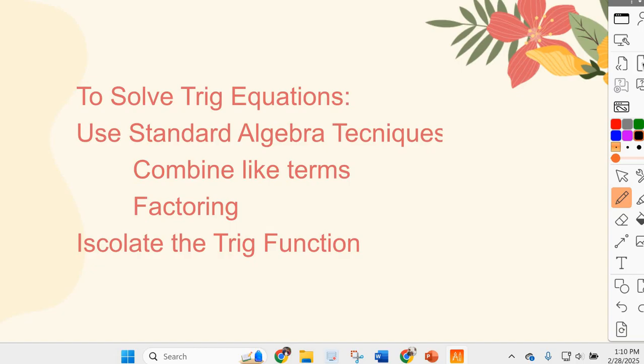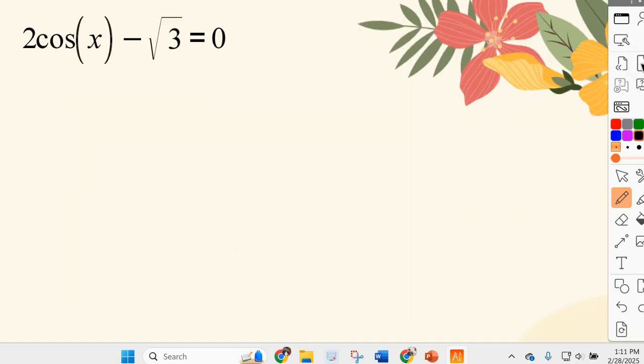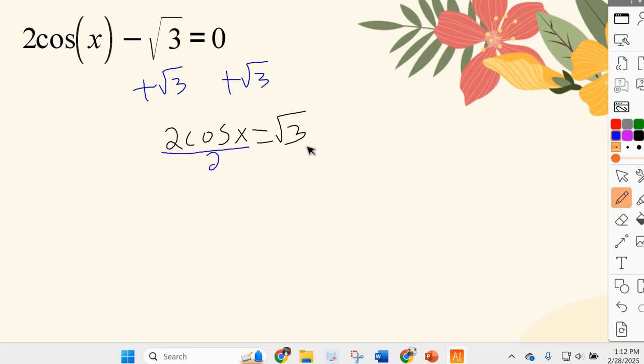Alright, you ready for an example? Do I have an equation here? What does it equal? 0. Do I have a trig equation? Yes. So we would want to add square root of 3 to both sides, and then divide by 2 on both sides.